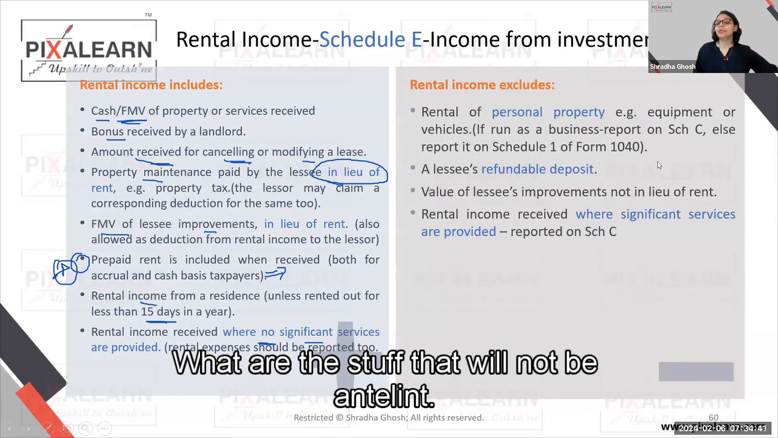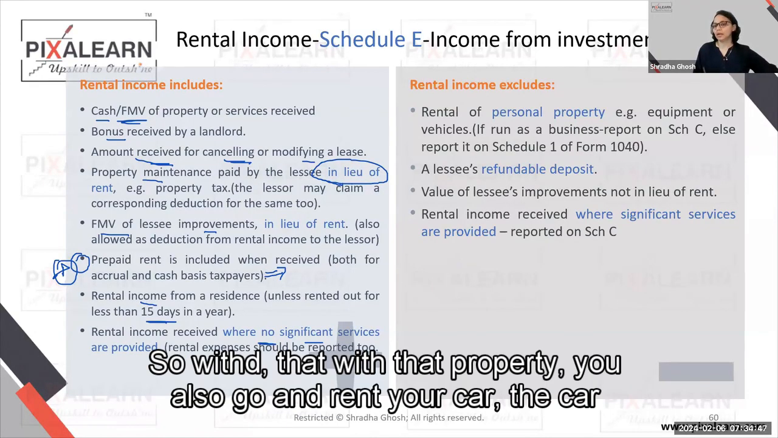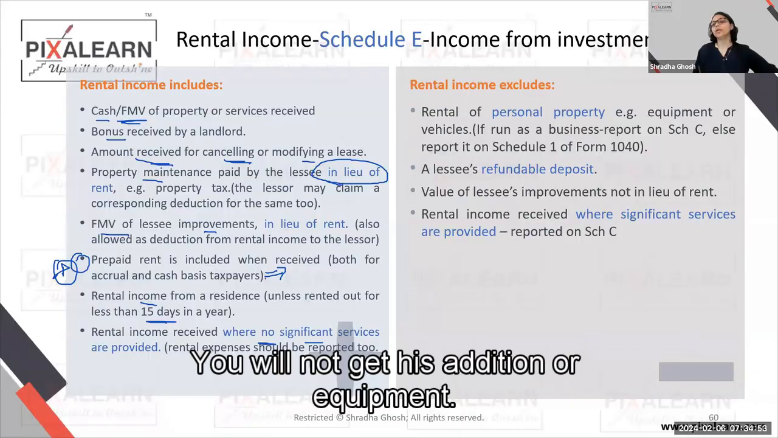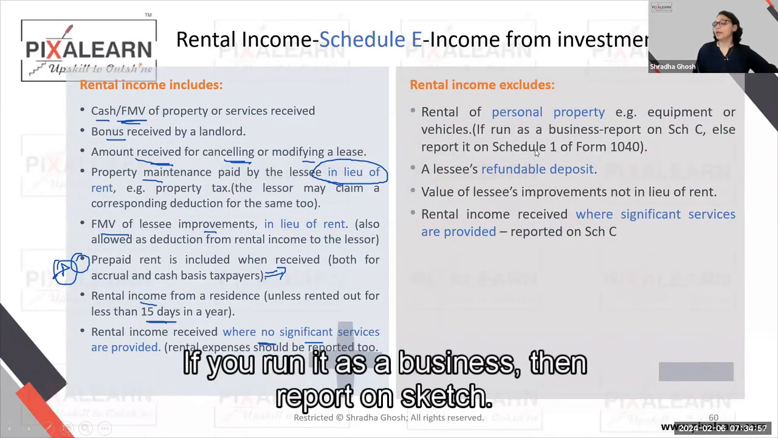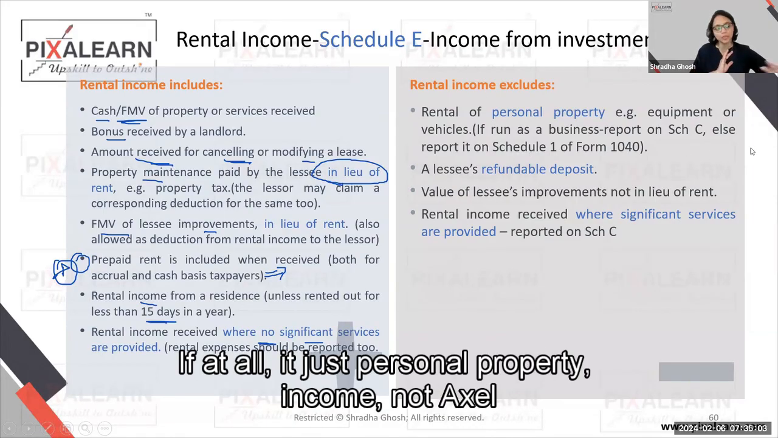What are the things that will not be rental income? Please understand, rental of personal property. With that property, you also go and rent your car. The car rental you will not get as a deduction, or equipment, you will not get that as a deduction. Okay. If you run it as a business, then report on Schedule C. Else, if at all, it is just personal property income, not taxable.